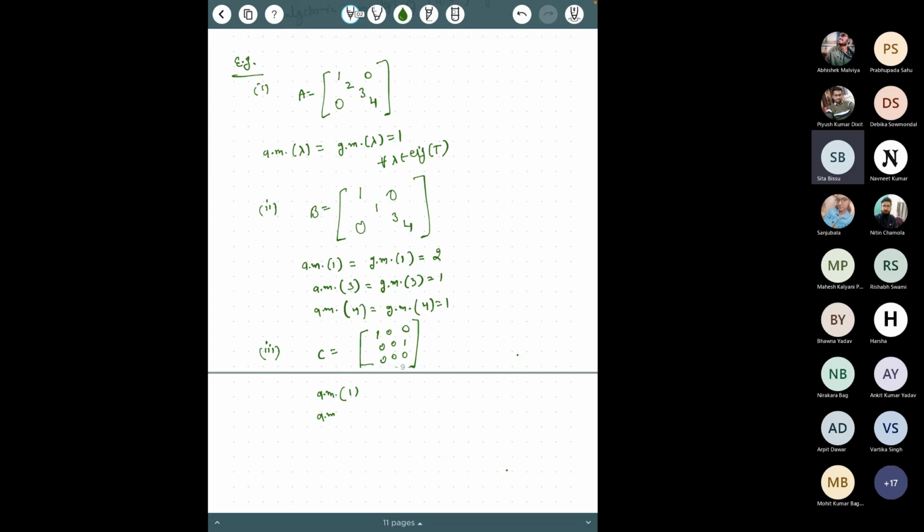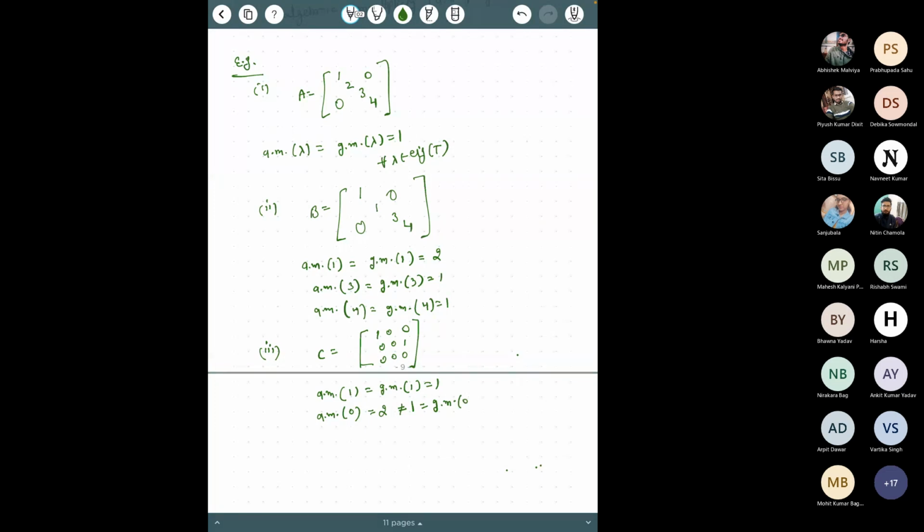1. And the geometric multiplicity? 1. And what about 0? The algebraic multiplicity is 2, and the geometric multiplicity is 1. So the algebraic multiplicity of 0 is 2, which is not equal to 1, the geometric multiplicity.